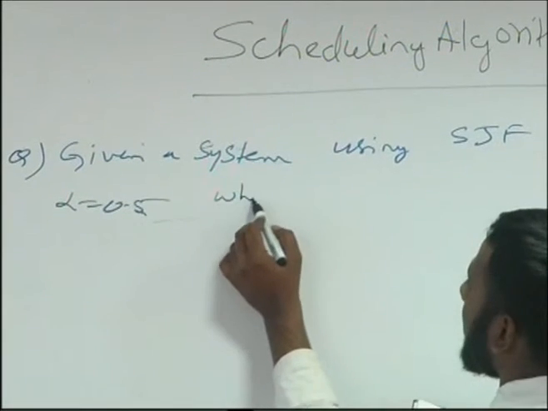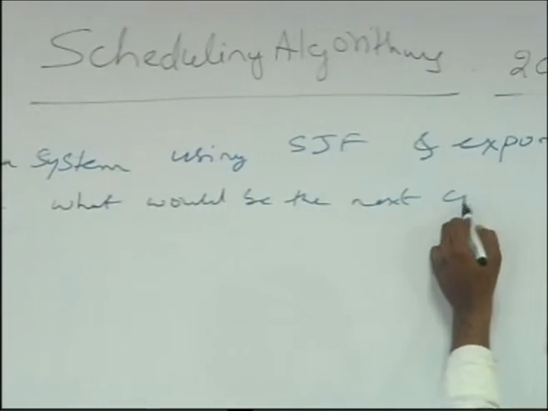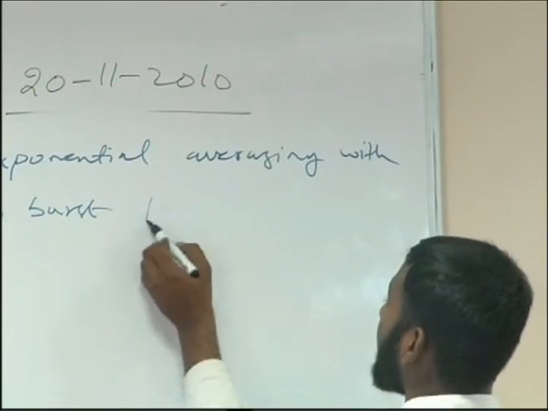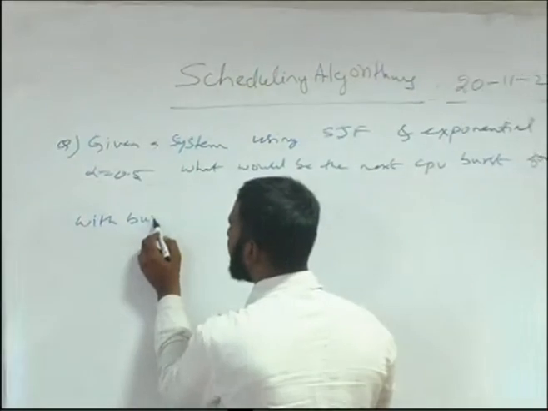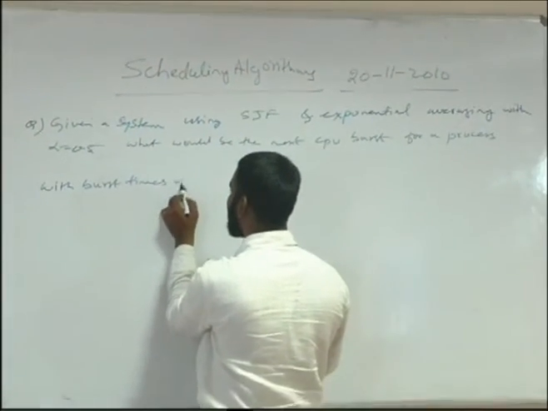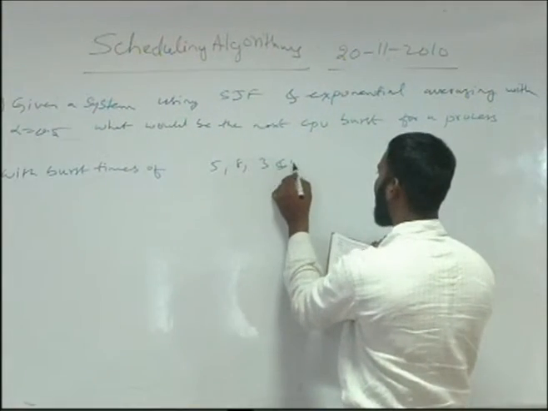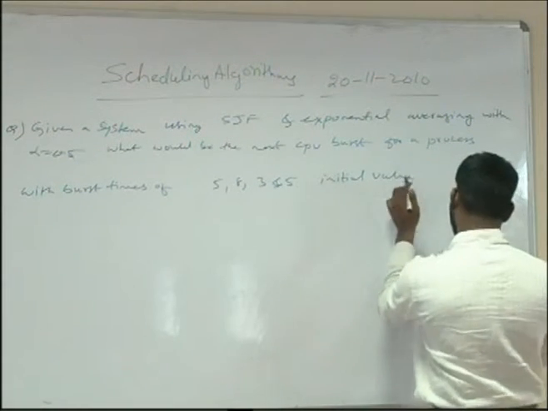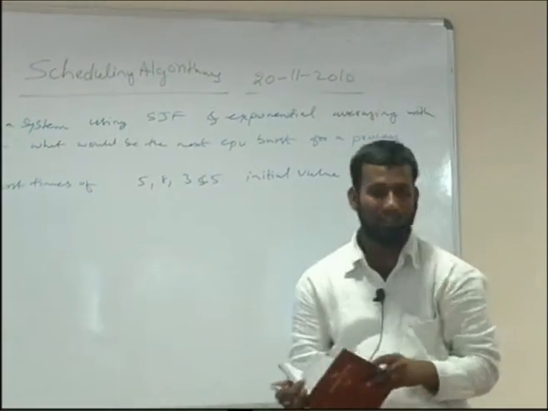what would be the next CPU burst for a process with burst times of 5, 8, 3 and 5. The initial value, the past history, is given: tau of 1 is equal to 10. So, how do we find this value?